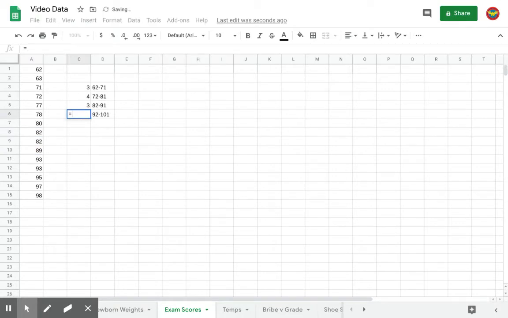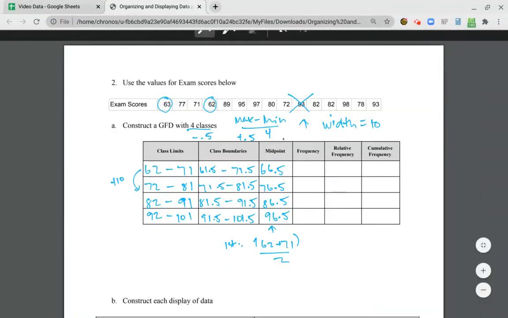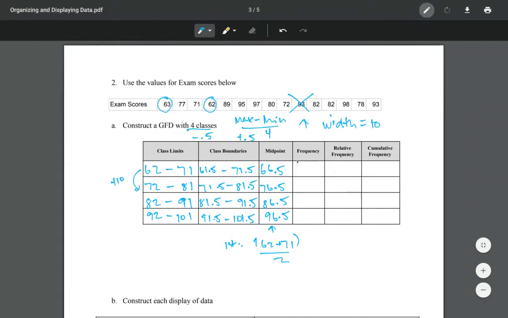And then finally for that last group, you can of course count these by hand. For that last group, 92, I don't have one. So I'm just going to grab these last values, enter. So I've got my frequencies there of 3, 4, 3, and 5. Let's go ahead and transfer those over to our worksheet. So my frequencies are 3, 4, 3, and 5.